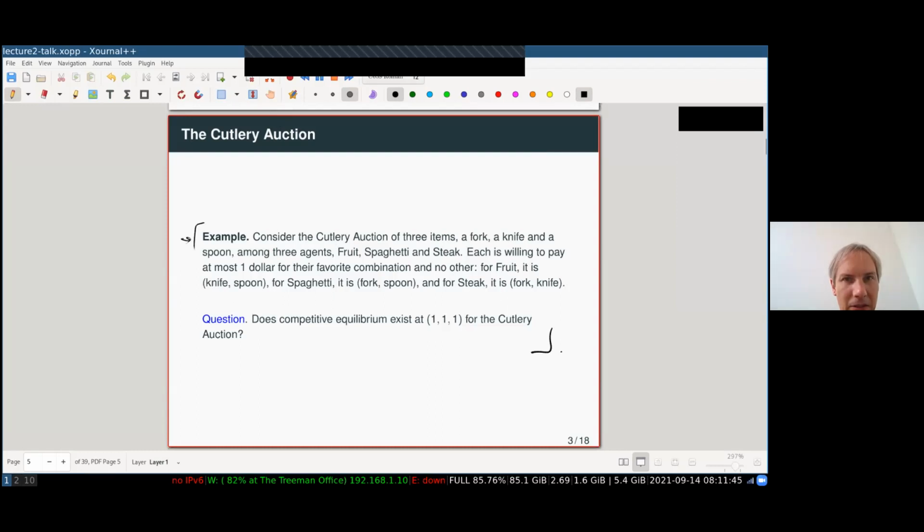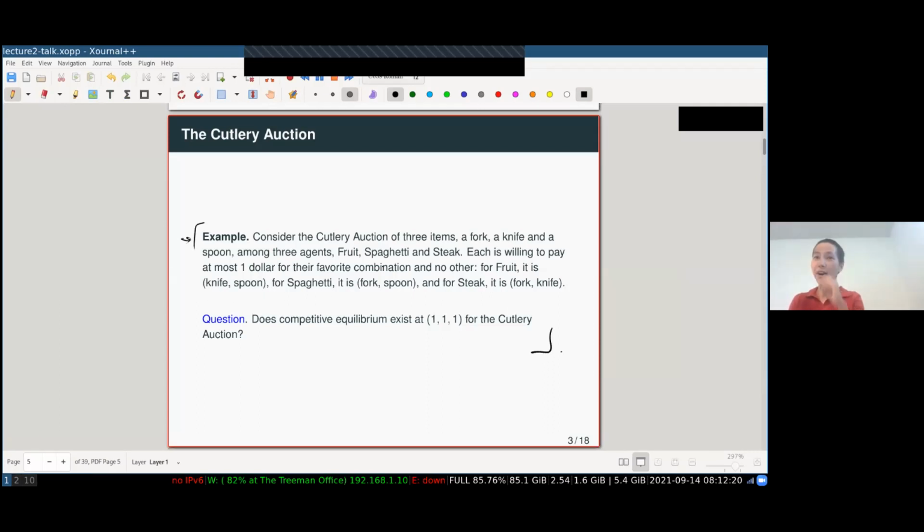Consider the cutlery auction of 3 items, a fork, a knife, and a spoon, among 3 agents: fruit, spaghetti, and steak. Each is willing to pay at most $1 for their favorite combination and no other. For fruit, it is knife and spoon. For spaghetti, it is fork and spoon. And for steak, it is fork and knife. The question is, does a competitive equilibrium exist at 1, 1, 1 for the cutlery auction? Wonderful. Thank you so much, Neil.